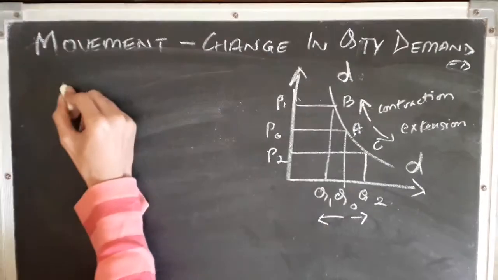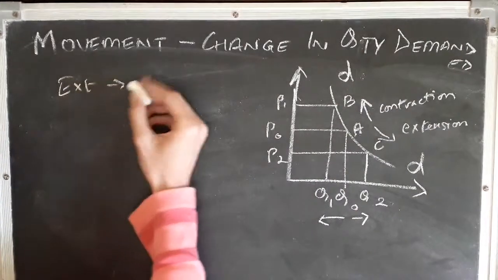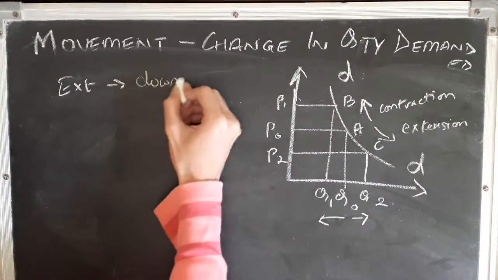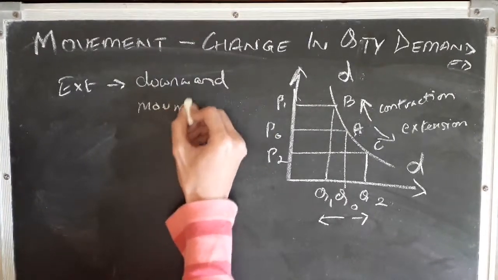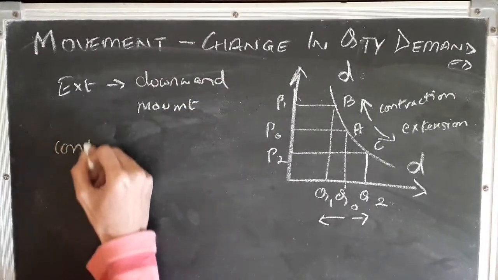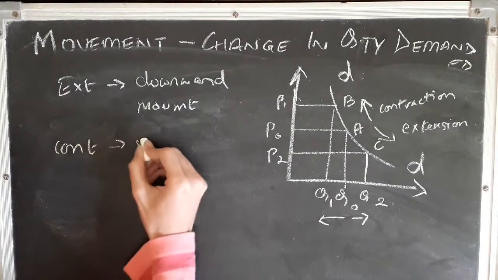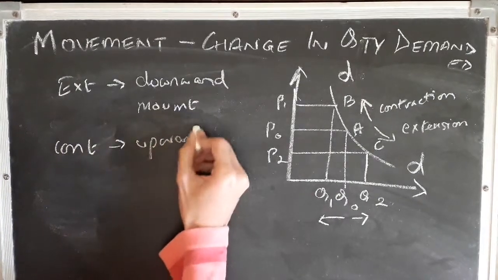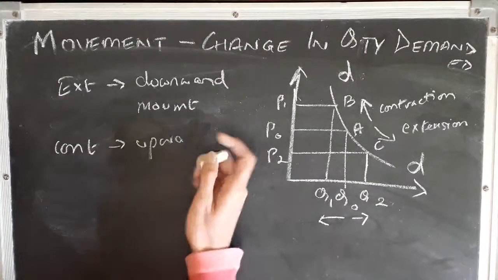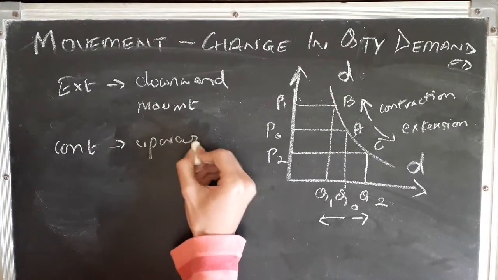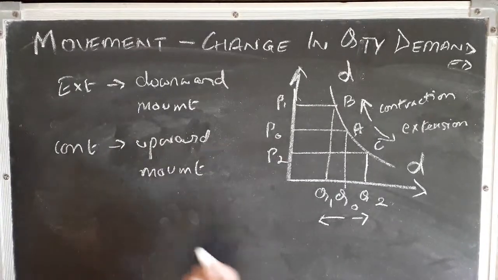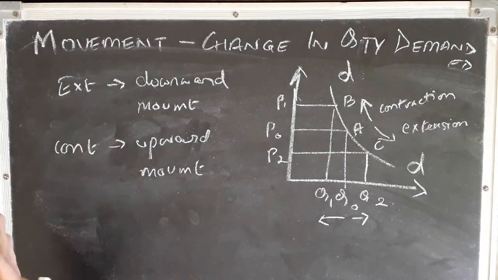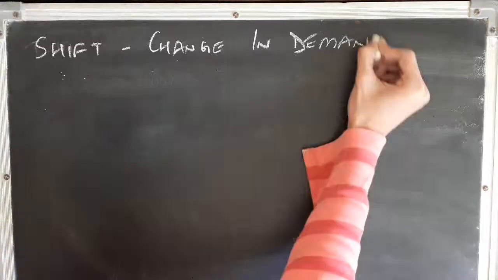Extension is shown by downward movement and contraction is shown by upward movement. Upward movement of the demand curve, right? So we are done with extension and contraction of demand.